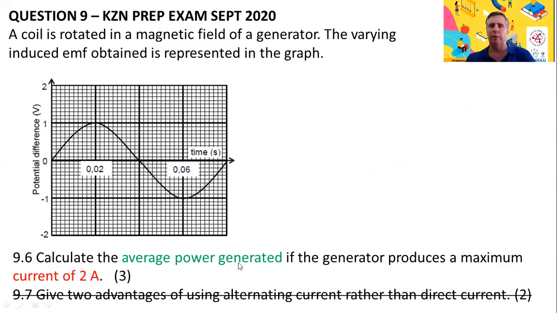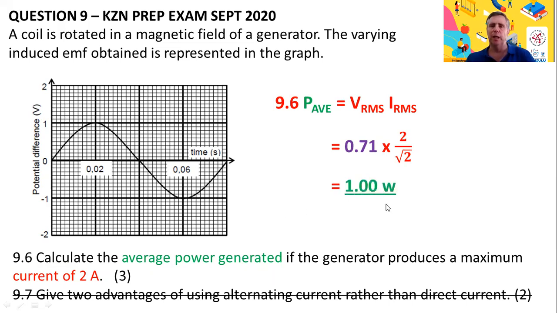9.6 says calculate the average power generated if the generator produces a maximum current of 2 amps. Well, average power is VRMS times IRMS, just from our data sheet. And 0.71 we carried through from question 9.4. We multiply it. IRMS is just the maximum current of 2 amps divided by root 2. Do the calculation, and we get an average power of 1 watt. Again, that was quite a simple question, and I encourage you to make sure that you answer question 9.